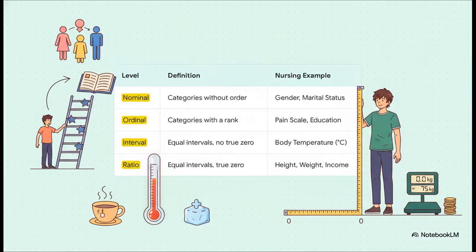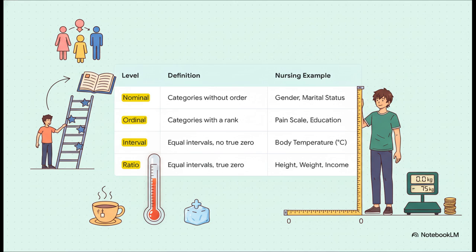This table just lays it all out so perfectly. Let's do a quick walkthrough. So first up at the bottom of our ladder is nominal. This is the simplest. It's just categories with no order, like gender or marital status. Step up to ordinal, and now you have categories that have a rank or order, like a pain scale from 1 to 10.